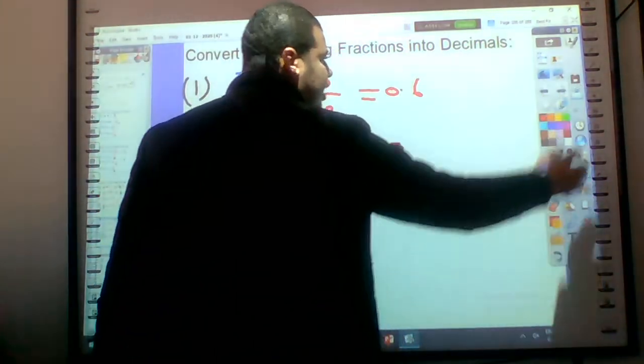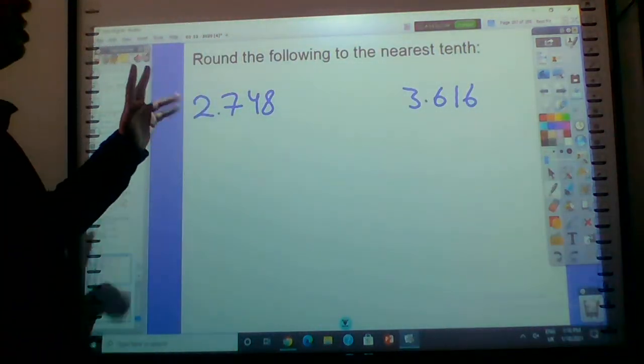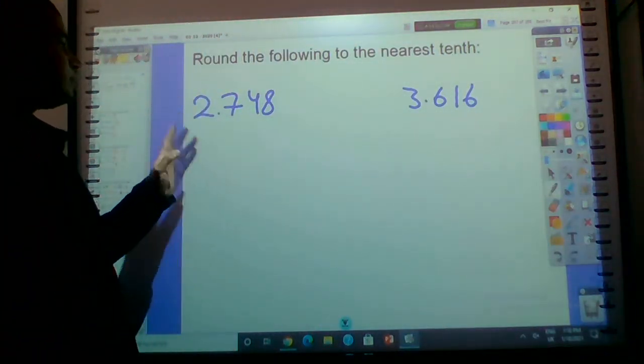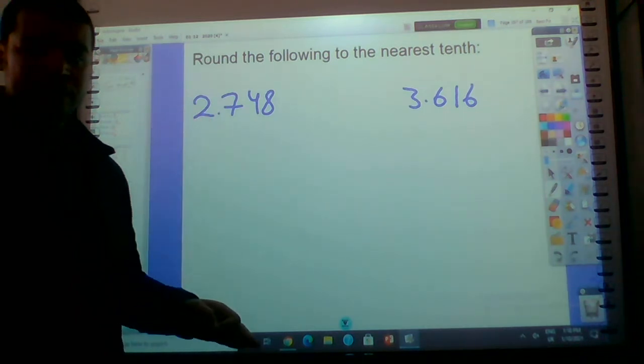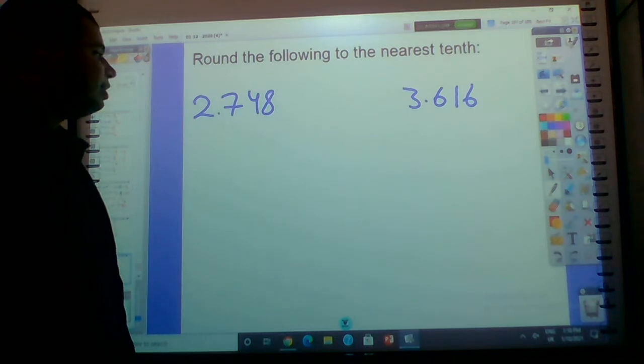Moving on to the next slide. Round the following into the nearest tenths. So here I have this number. I need to round it to the nearest tenths. Just reminding you, we took this before many times.